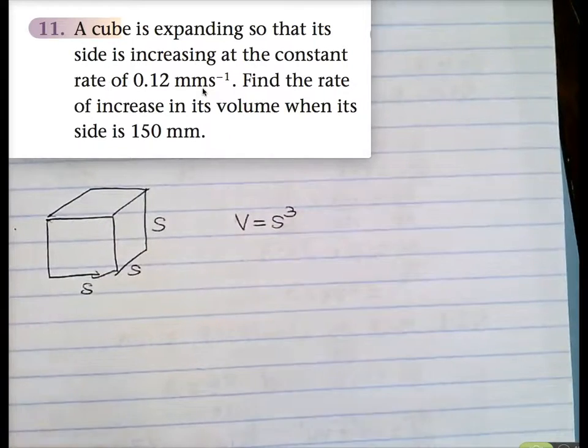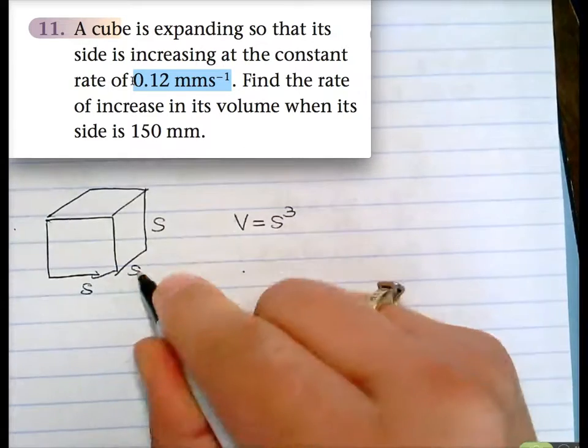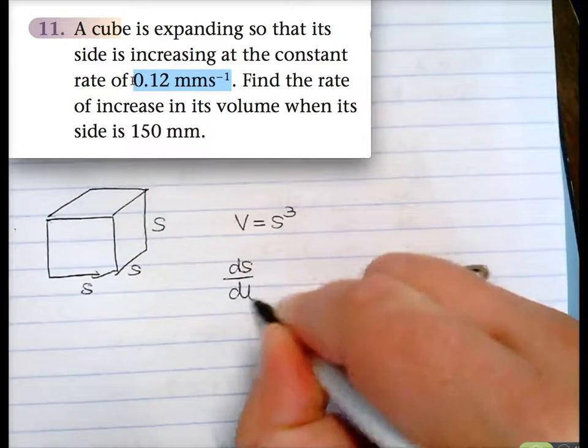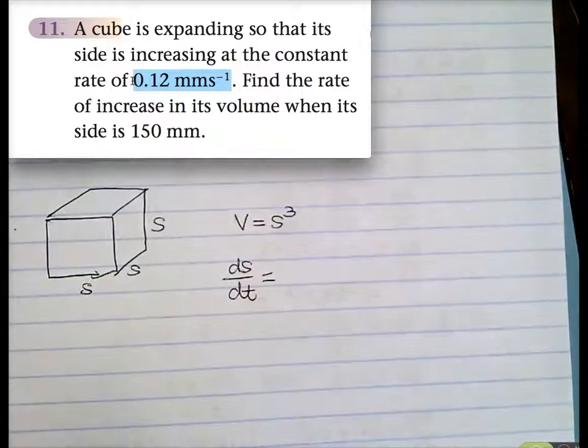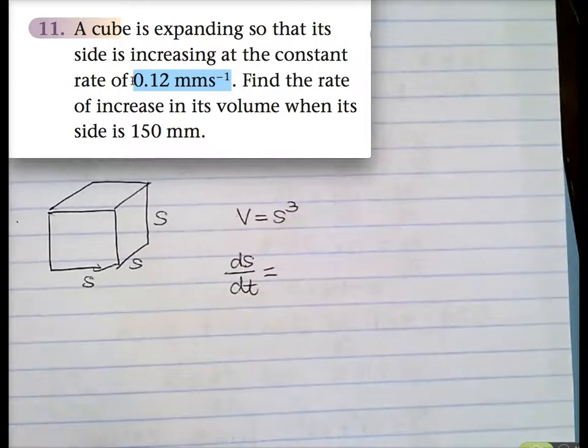Now, we need more than this. A cube is expanding so that its side is increasing at the constant rate of 0.12 millimeters per second. Millimeters per second, what are those units? What's millimeters? Is it distance or side length? And what's per second? Time. So that rate is d what? ds/dt. It's the rate of change of the side length with respect to time. How do you know? Look at the units. The units give you the clue.